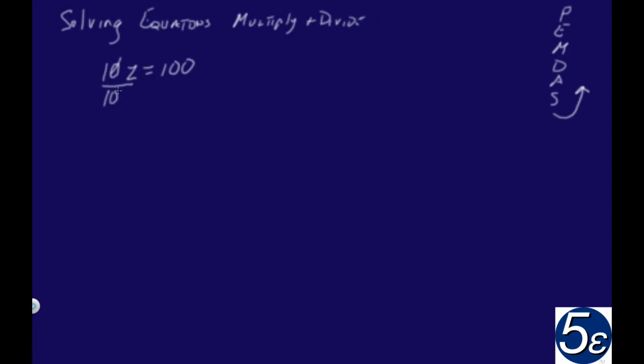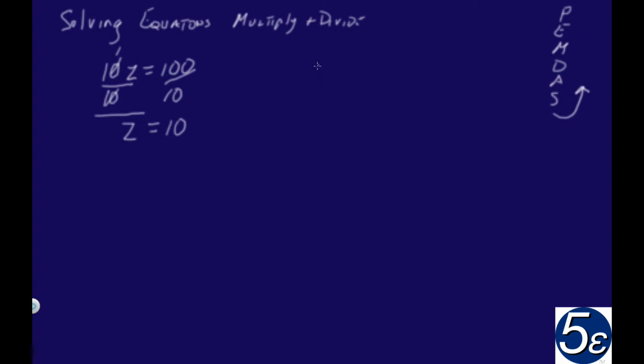When we do that, they cancel each other out and you end up with 1. So this ends up being z on this side, or 1z. But what we do to one side, again, we have to do to the other. So we'll divide this side by 10, and we end up with 100 divided by 10, which is 10. And so therefore, z equals 10.